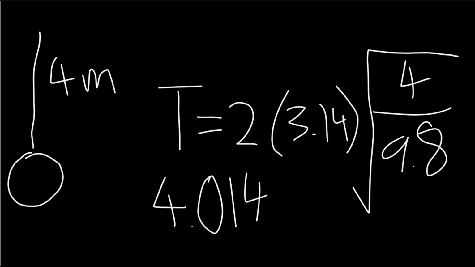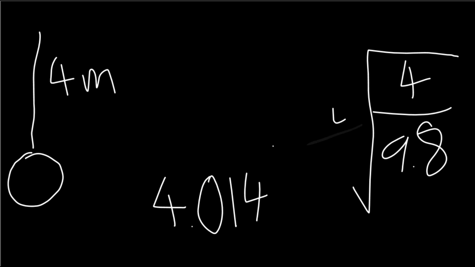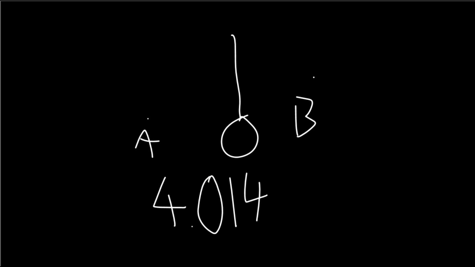And so what that means is that is the time it will take for this bob to travel. Let's move it here. For this bob to travel from point A to point B and back again. 4.014 seconds. But always in physics, what you must do is add an uncertainty. And let's make that 0.02 seconds. And what the uncertainty is, it gives you a little room for error.